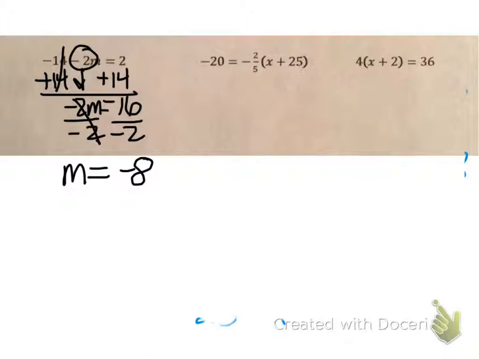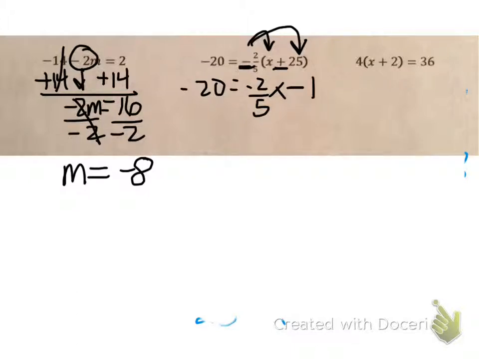-8. In the next one, we do have the distributive property, so we're going to do any simplifying before we start solving. And in this case, we'll get -2/5 x. And then a negative times a positive means a negative, so we'll just write subtract. 2/5 times 25 is 10.